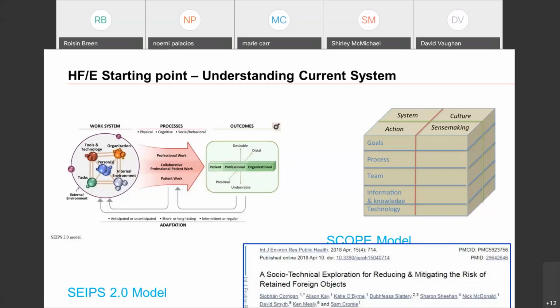So, are we all clear about the goals? Are we all clear about our aims and objectives? Are they linked to those of the wider organization? Do we understand our work processes? Do we know our team? I'm going to talk a bit about healthcare teams. Do we have the information and the knowledge we need to perform our work to the best of our ability? Do we have the right tools and technology? That's been applied in different studies, and you can have a look at those in terms of understanding the organizational system.